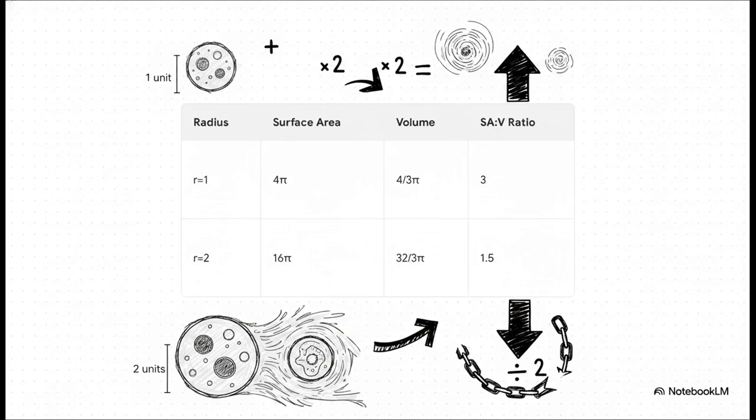Now, let's look at the bottom row. We merely double the radius to 2 units. Doesn't seem like much, right? But the surface area becomes 16 pi, and the volume balloons to 32/3 pi. Our SAV ratio is now 3/2, which equals 1.5. Literally, by just doubling the size of the cell, the efficiency ratio has been brutally slashed exactly in half.